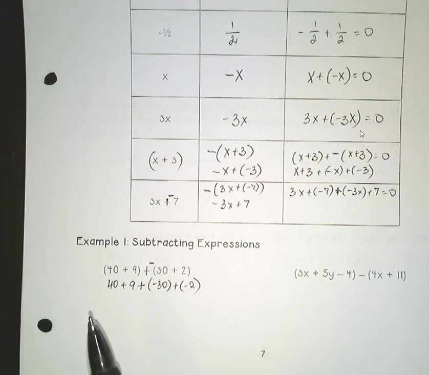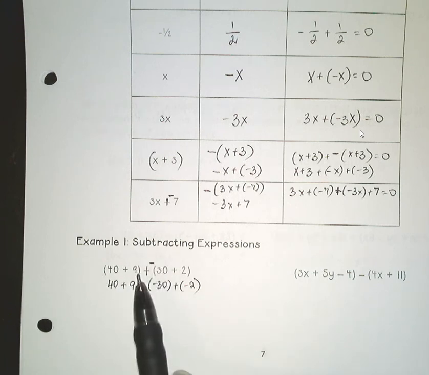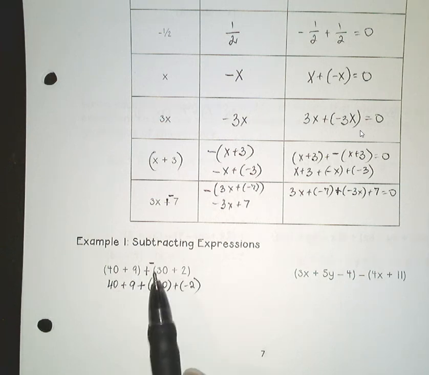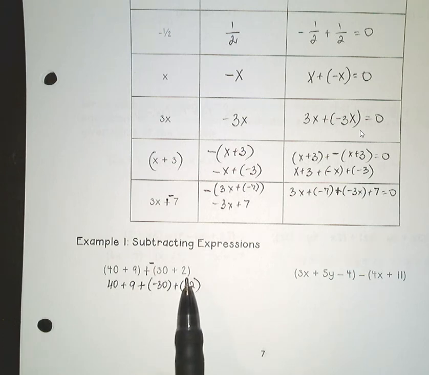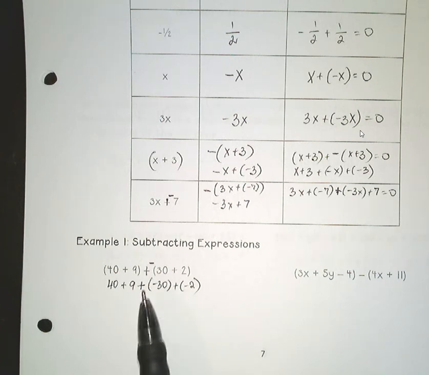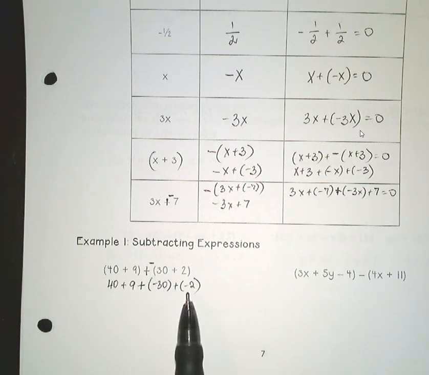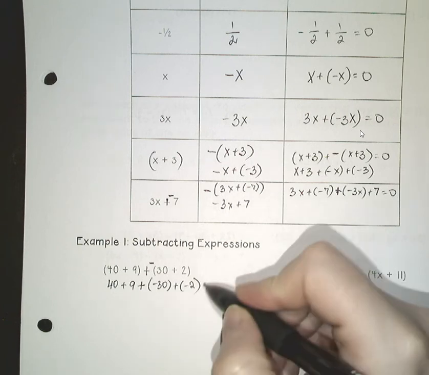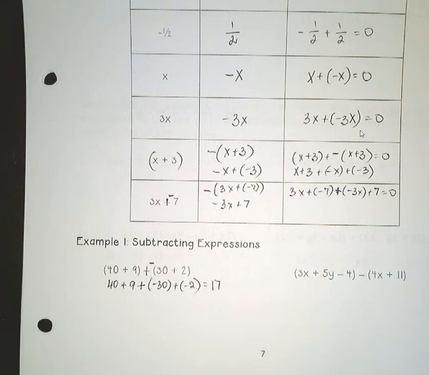Let's see if that works if I'm going to add them together. 40 plus 9 is 49. 30 plus 2 is 32. 49 minus 32 is going to be 17. Let's see if that will work in this case. 40 plus 9 is 49. Negative 30 plus negative 2 is negative 32. So together is going to be 17. That works. So if that works using our regular constants, then it should work using our variables.